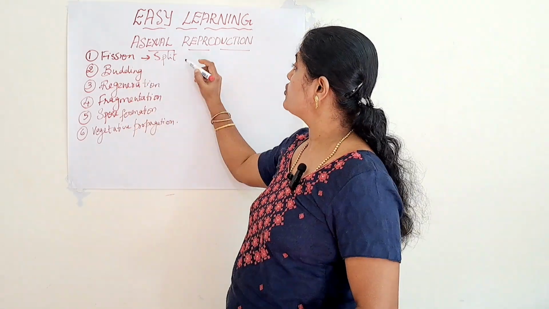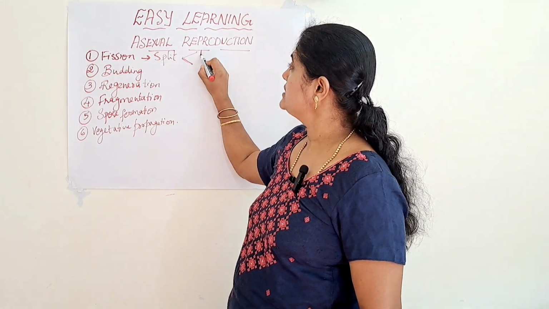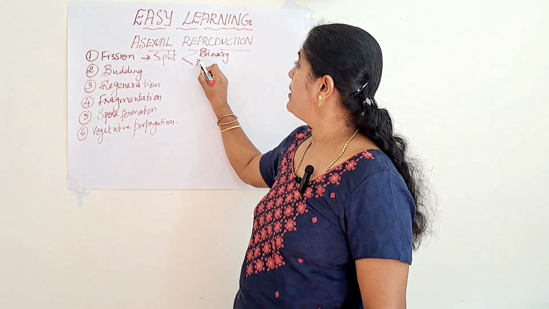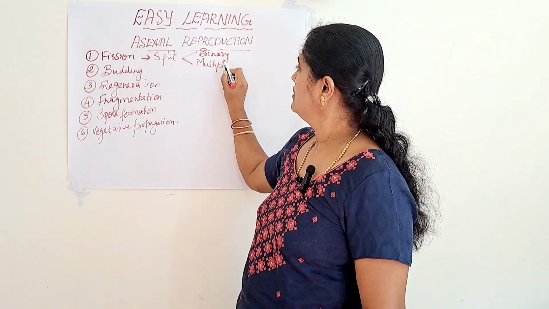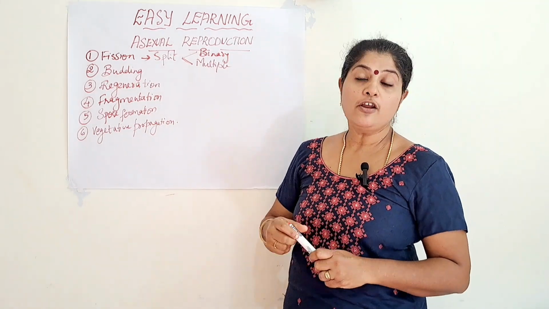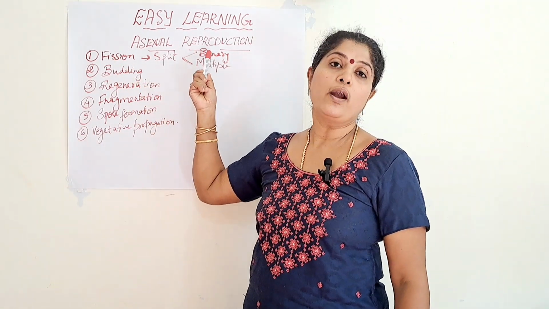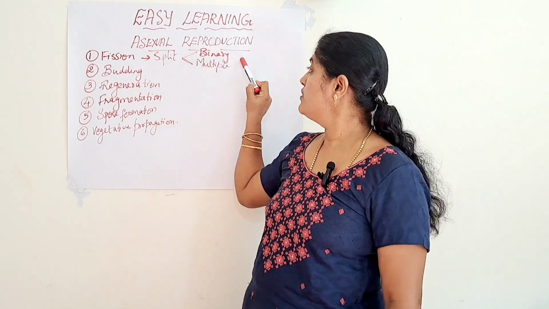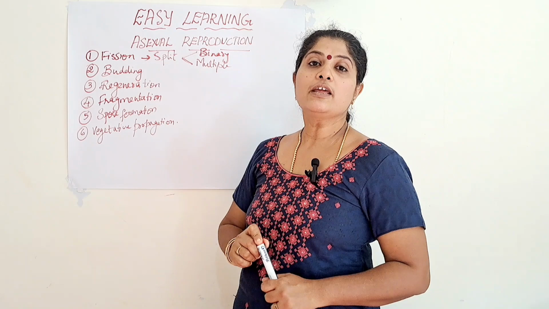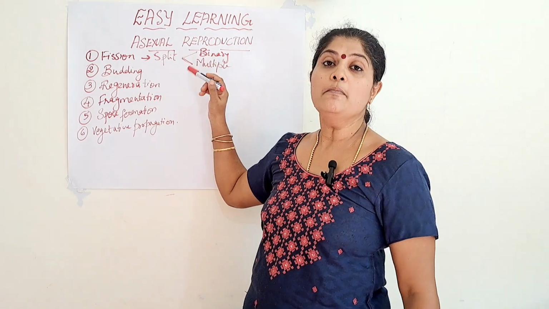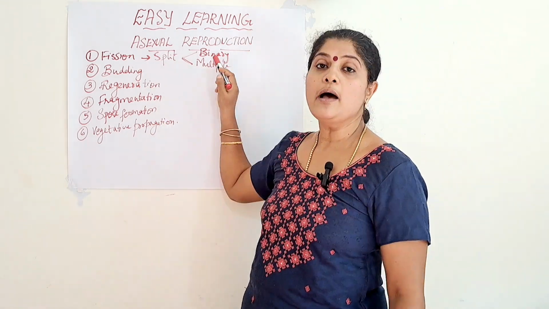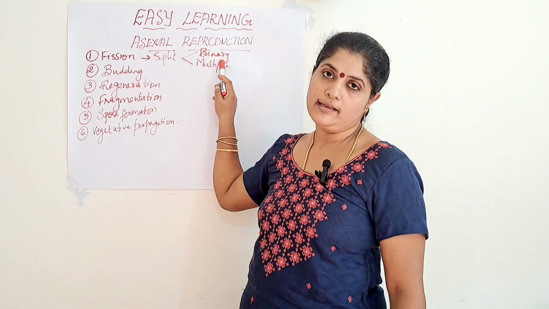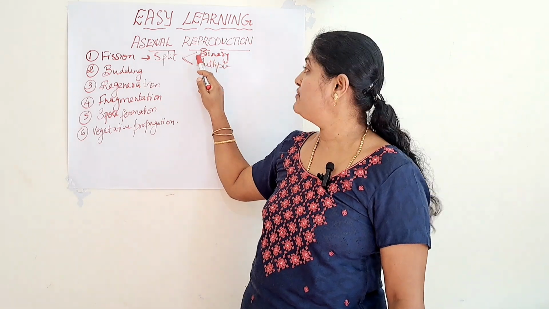So this fission is of 2 types. One is binary fission, and the second one is multiple fission. So it is classified into 2. First we will move on to binary fission. Binary fission means the parent organism splits into 2. The organism just breaks or splits into 2 new organisms. That is meant by binary fission.